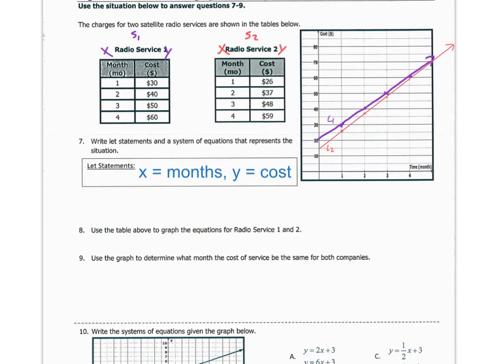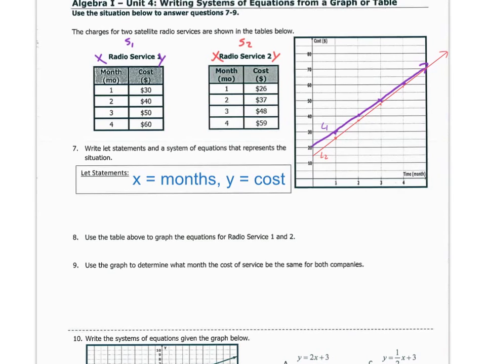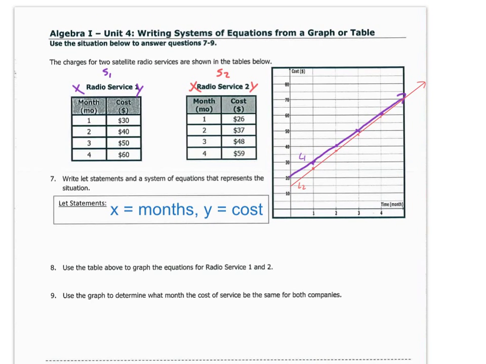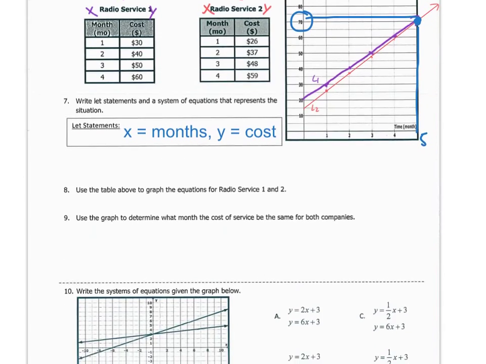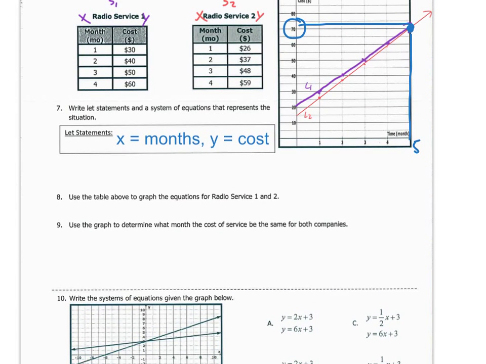Now 9 asks us to use the graph to determine which month the service was the same for both companies. We can look at it and see that they don't intersect until they get all the way up here, and they're going to meet right at the 5-month mark there. So they're going to intersect at 5 months. So I'm going to draw a line up from 5 months, and then we can look over and see that they're both going to cost $70. So our answer there is going to be $70 at 5 months.